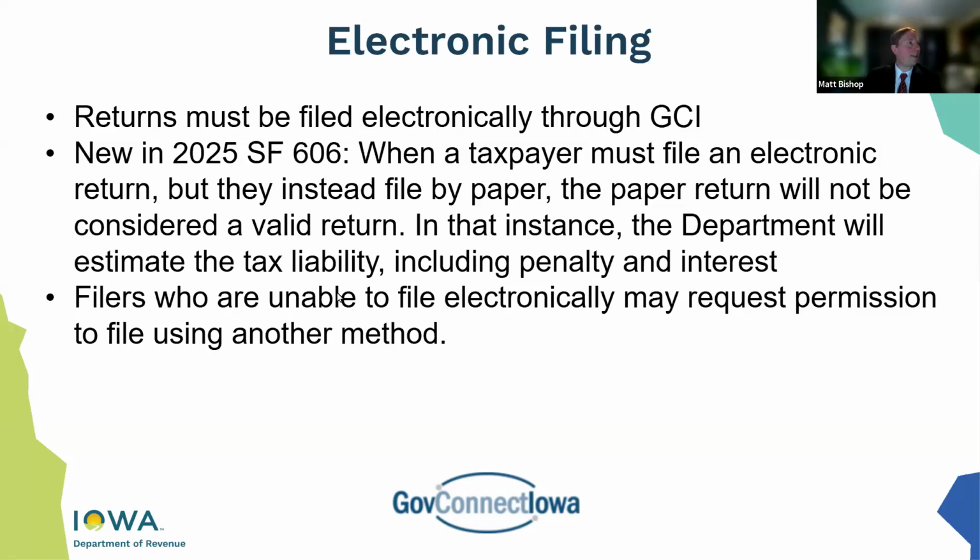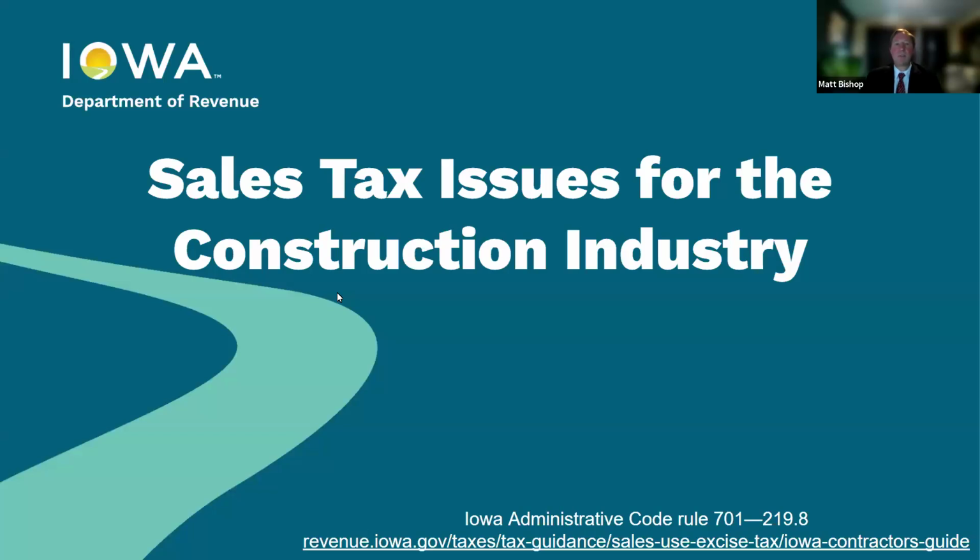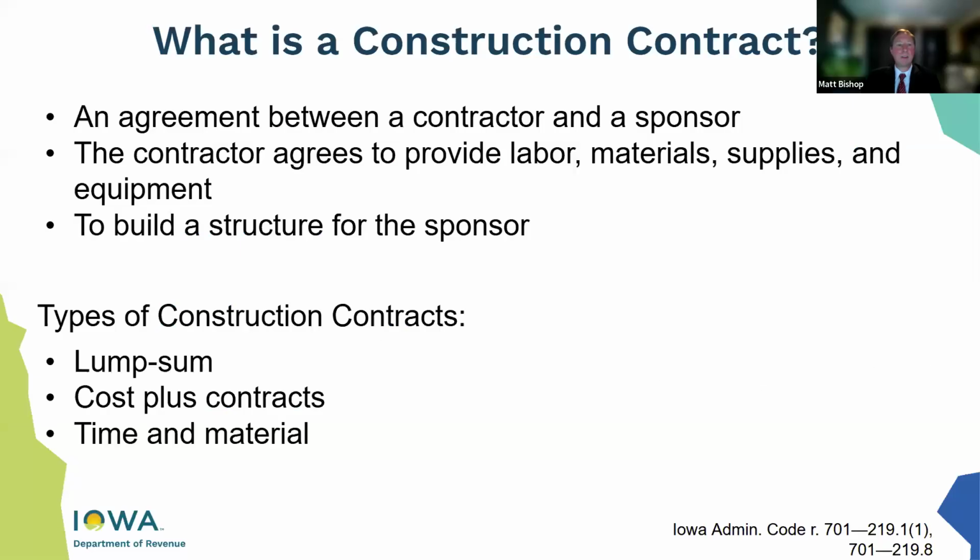So getting to the specifics on sales tax issues for the construction industry, we'll start. What is a construction contract? A construction contract is an agreement between a contractor and a supplier, wherein the contractor agrees to provide labor, materials, and supplies and equipment to build a structure for the sponsor. It's a bit of a term of art as far as exactly what a construction contract is versus other types of business that contractors may do. We'll get into a little more detail on that a little later.